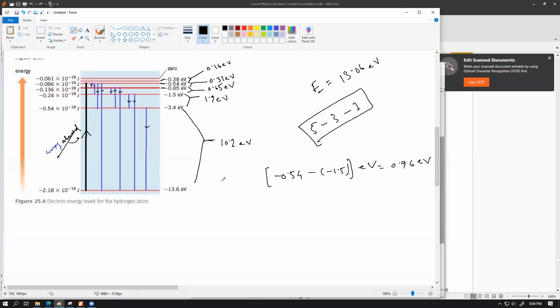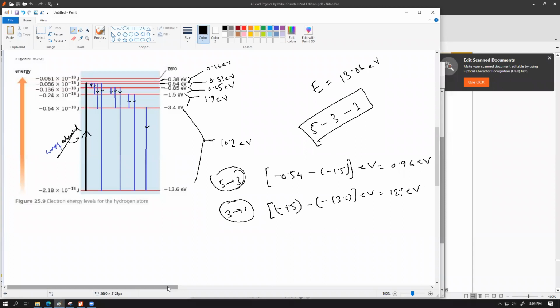This is for the jump from 5 to 3. Then whenever the electron makes another jump, let's say from 3 to 1, the energy variation will be minus 1.5 minus 13.6 electron volt. 13.6 minus 1.5 is 12.1 electron volt. So these are the two individual photon energy values which will be emitted.